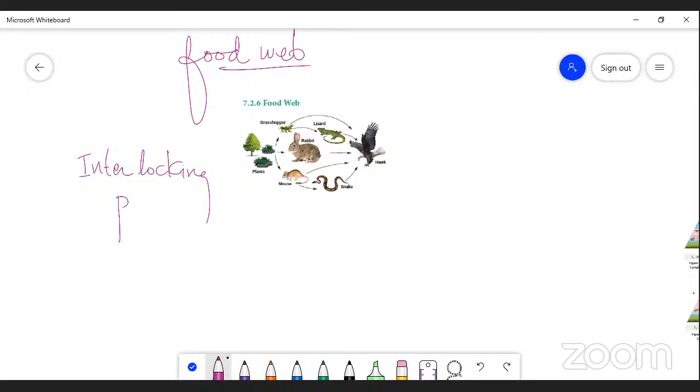That is the interlocking patterns of food energy from one trophic level to another trophic level, which forms a web-like structure. I repeat once again, food web is nothing but interlocking patterns of different food energy from one trophic level to another trophic level, right? That forms a web-like structure or arrangement. This is called a food web.